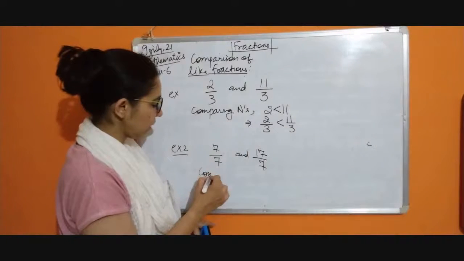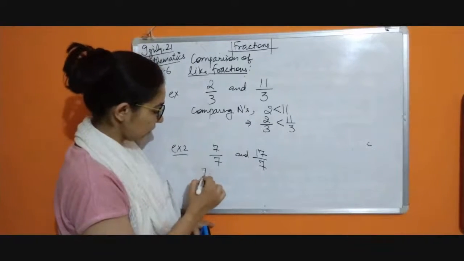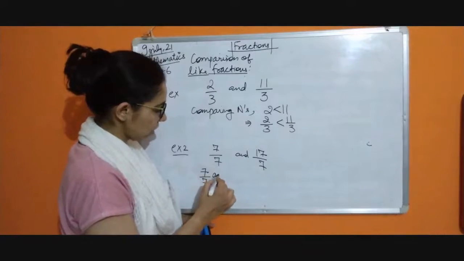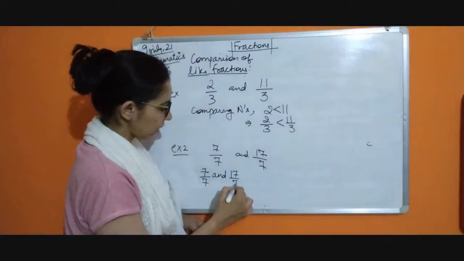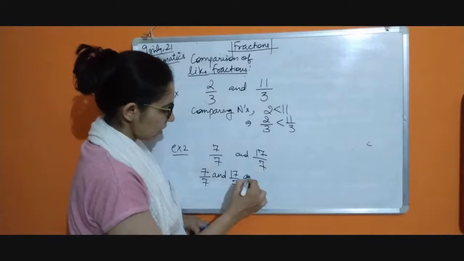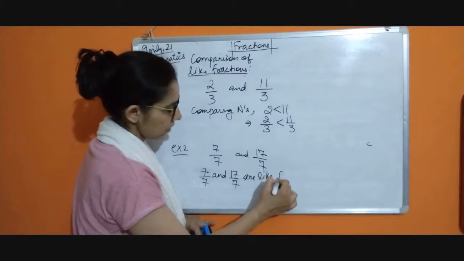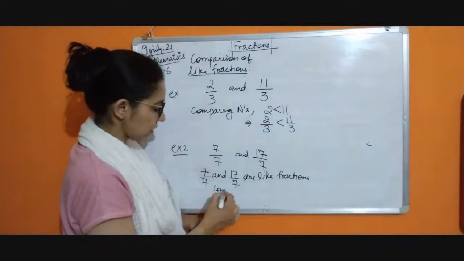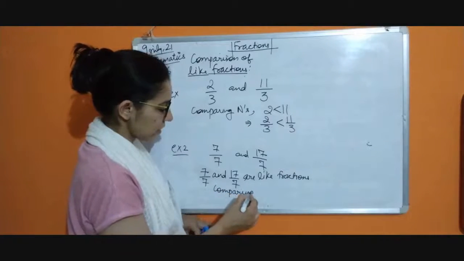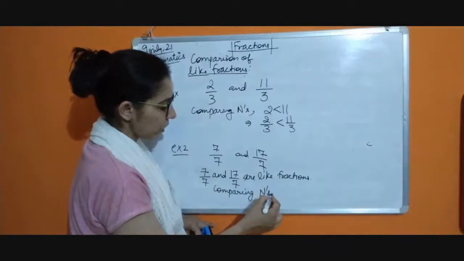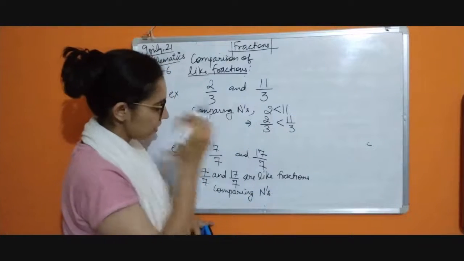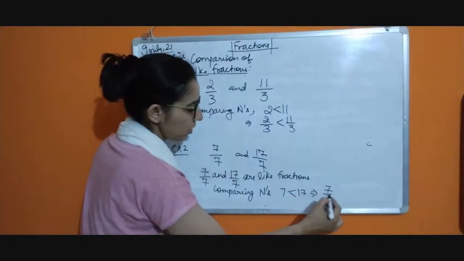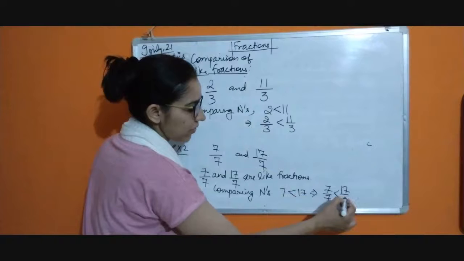The proper way of presenting your answer is going to be, first you will tell that these are like fractions. Then you will compare the numerators. Comparing numerators, or in short form you can write numerators. 7 is less than 17, which implies 7 by 7 is going to be less than 17 by 7.